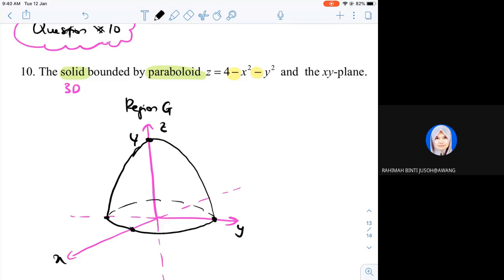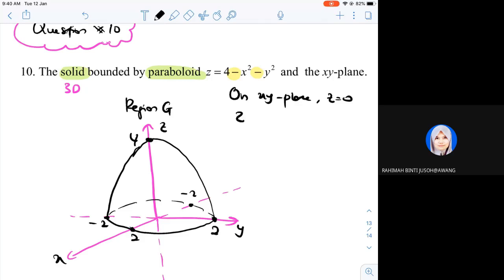Chapter 1 ni, kita belajar 3D sketching. Berapa nilai bawah tu dekat XY plane? 2. 2. Yes, very good. Macam nak tahu negative 2. Okay, here negative 2. On XY plane, Z equals to 0, kan? Kita recall balik lah, dah nak final exam ni. So Z equals to 0.